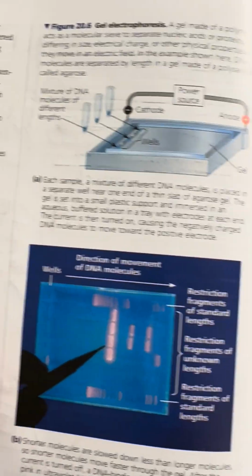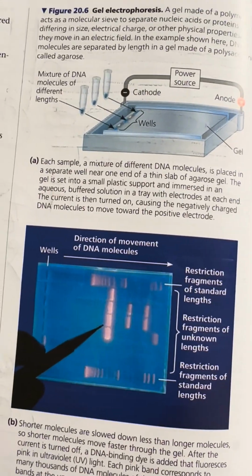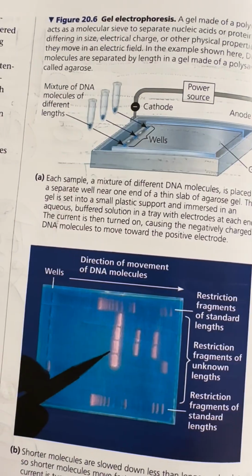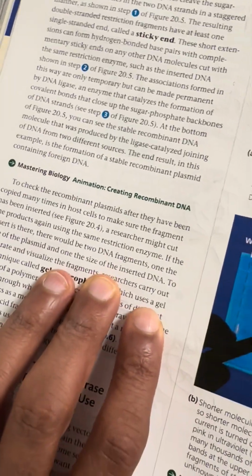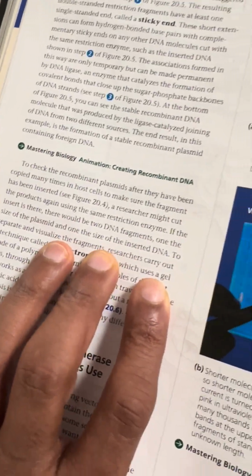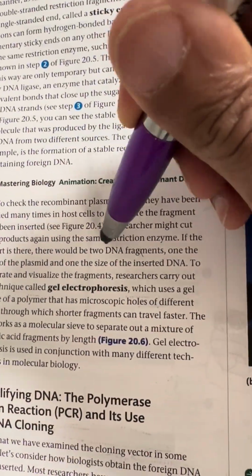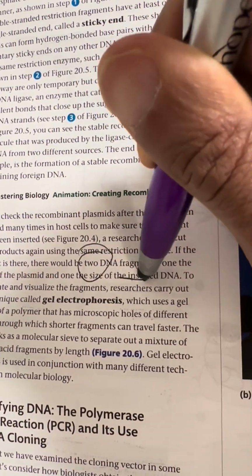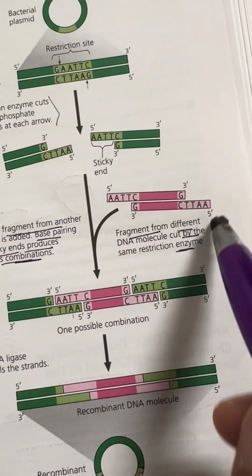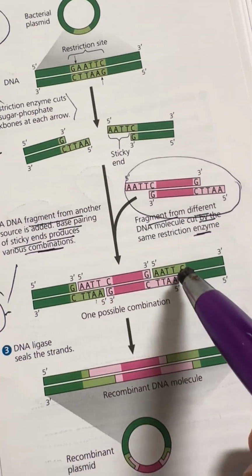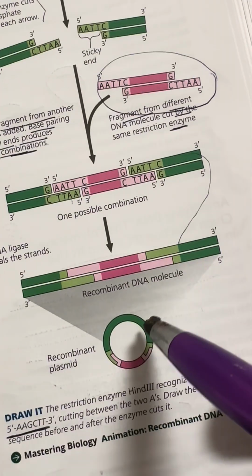Now, what's going to happen is you're going to have two fragments, one with the size of the plasmid, one the size of the inserted DNA, right? So that's going to be the two different fragments. There's going to be two different sizes. That's the important thing. There's going to be two fragments. One the size of the inserted DNA, right? And then it's going to cut on this side and cut on that side. So that's going to be the one fragment. And the other fragment will be this whole thing.